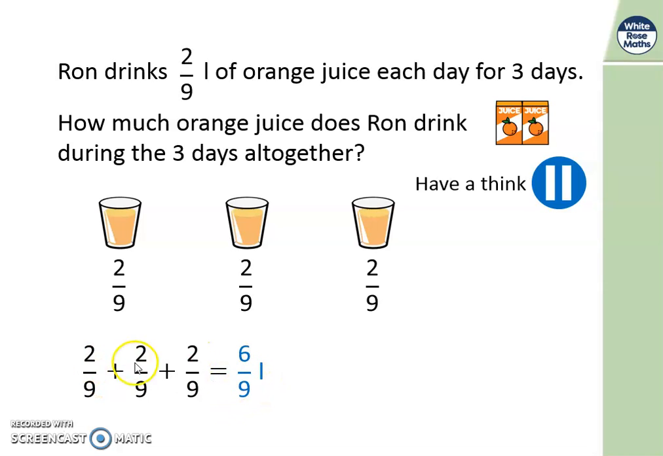And we can see we have got 2/9 3 times. So we could write that as 2/9 times 3. And that's 6/9 of a litre. If we find a number that goes into both parts, 3 goes into both. How many 3s in 6? 2. How many 3s in 9? 3. So it's actually the same as 2/3 of a litre, and that's the answer.